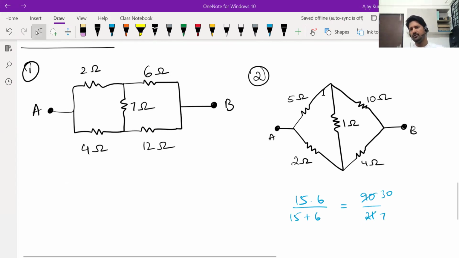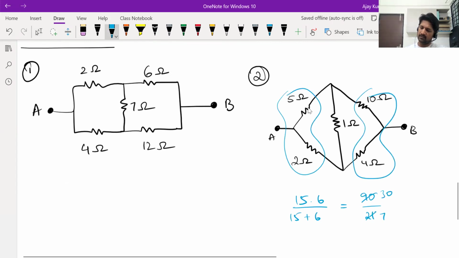Even if you replace the middle resistor with a wire and take 5 and 2 to be in parallel, 10 and 4 to be in parallel, and then them to be in series, you will get the same answer.